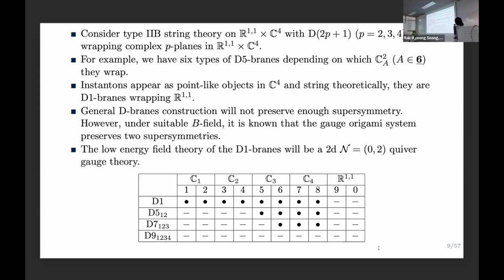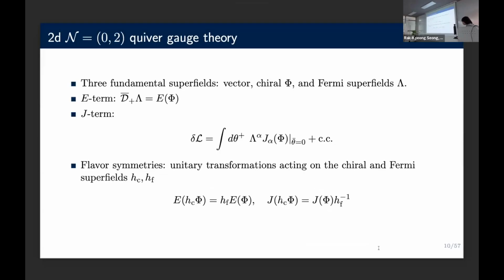If you focus on the D1 brane probing this C4, it will be a 2D N=(0,2) quiver gauge theory. Let me briefly review the ingredients of this (0,2) quiver gauge theory. We have three fundamental superfields: vector, chiral, and Fermi. Additionally, we have the information of the E term and J term. And depending on what kind of geometry you're considering, you have extra flavor symmetries.